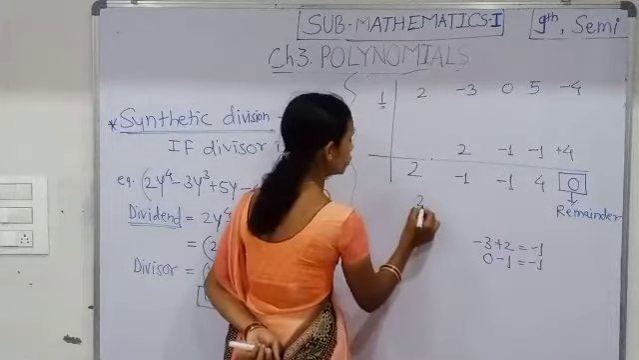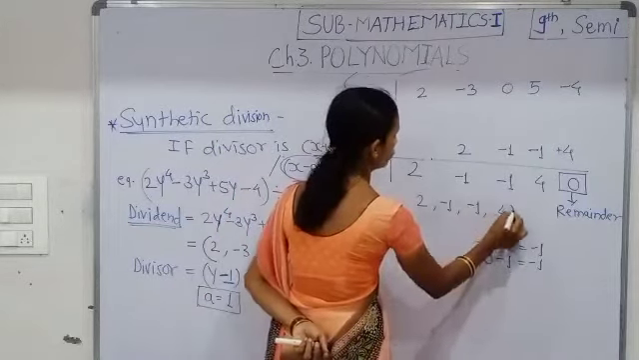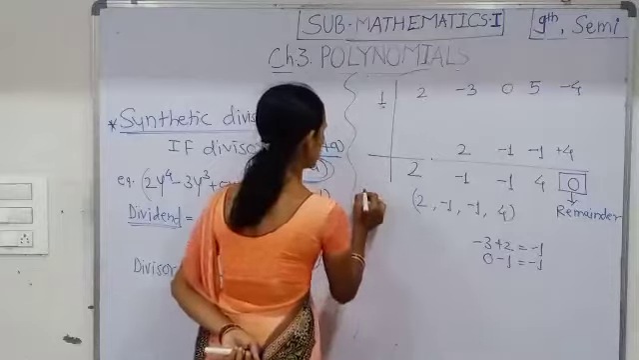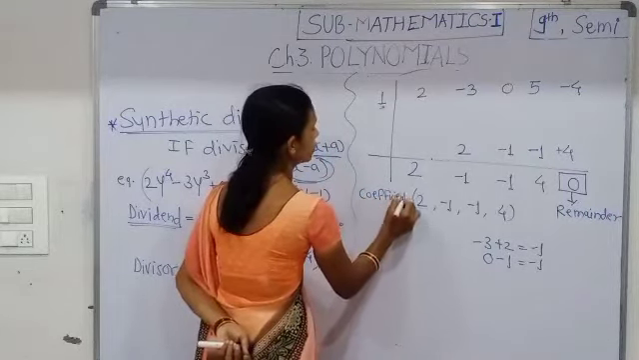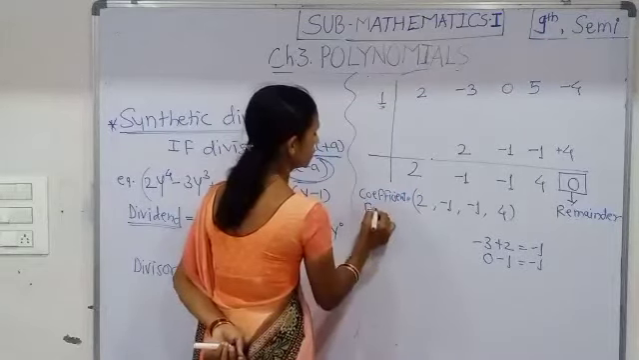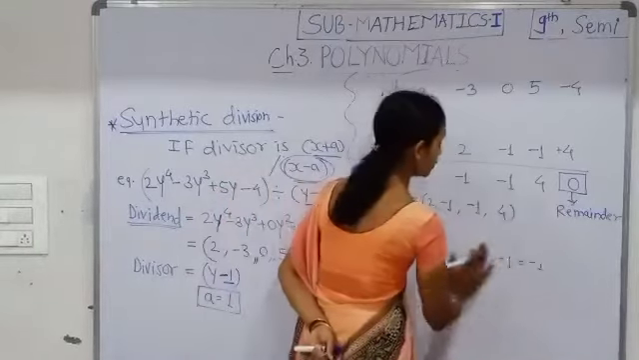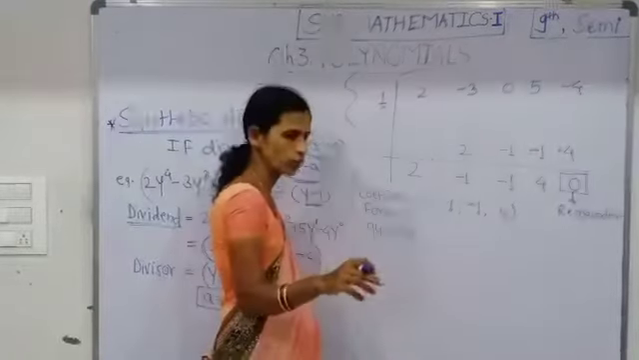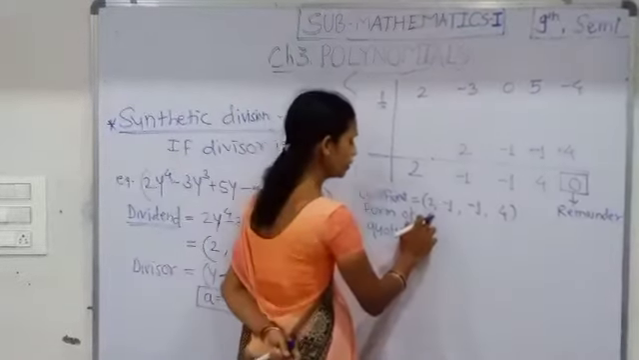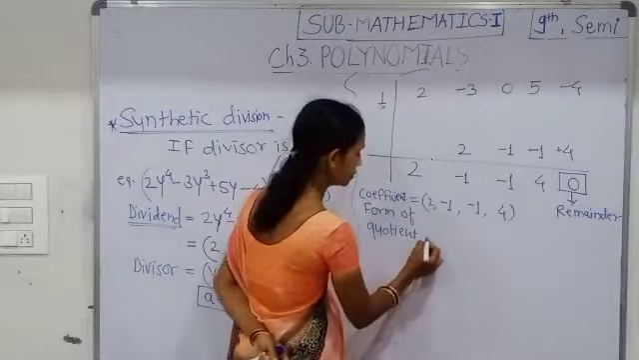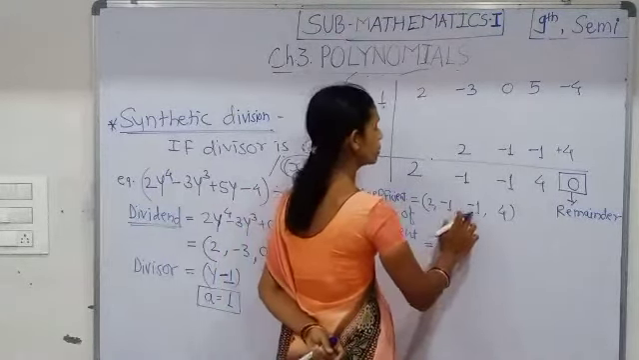Terms we have to write here, 2, minus 1, 4. That means here we get the coefficient form. We have to convert that coefficient form into index form and then into standard form. Therefore here we get the quotient in index form. See here, 2, minus 1, 4.